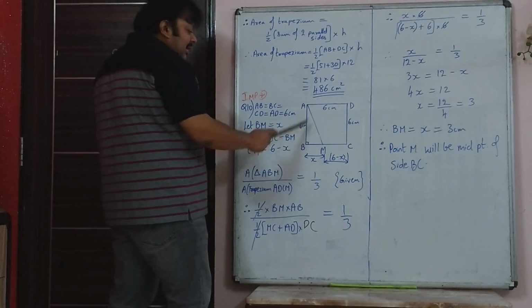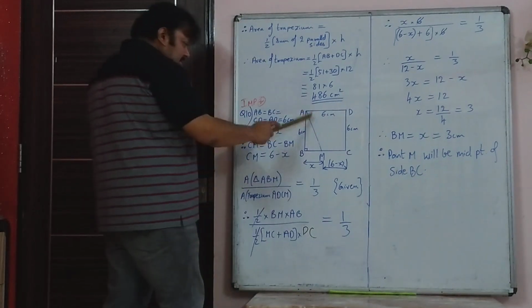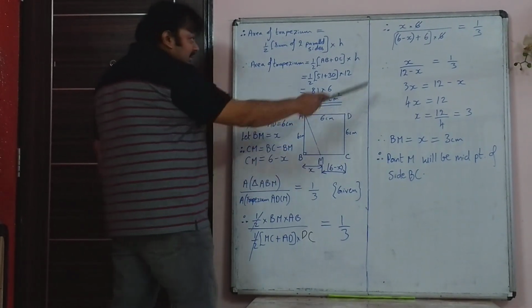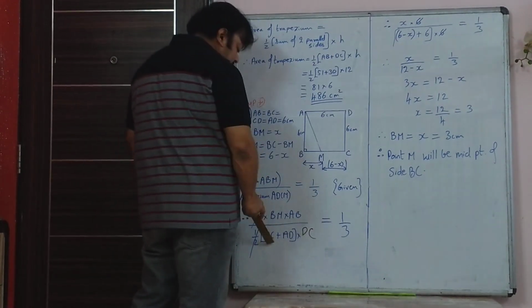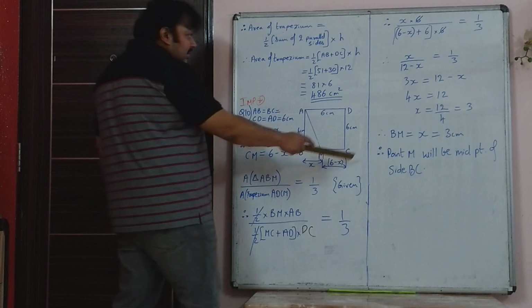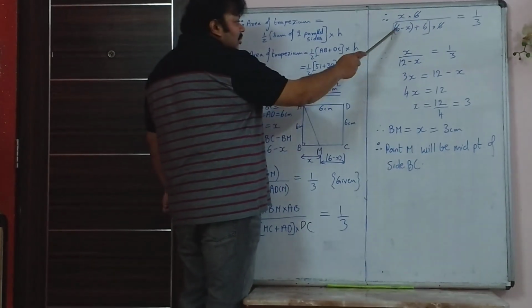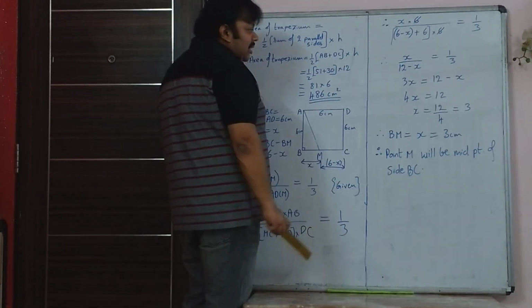AB, the entire distance DC is 6. AB is 6, and down also MC is 6 minus x. AD is 6, so add it. And DC is 6, so the 6 and 6 get cut. So x upon this, and when you add it, it is 12 minus x is 1 by 3.